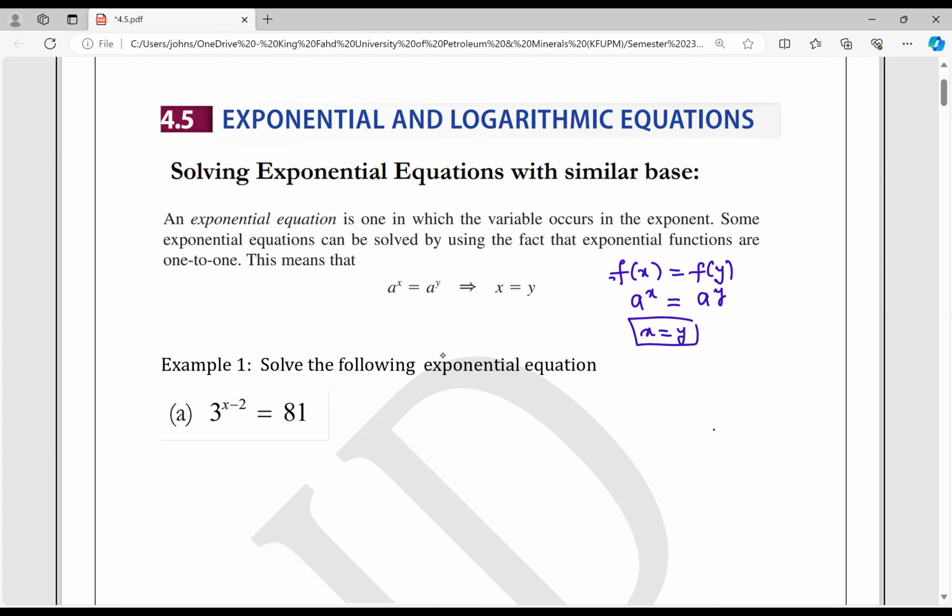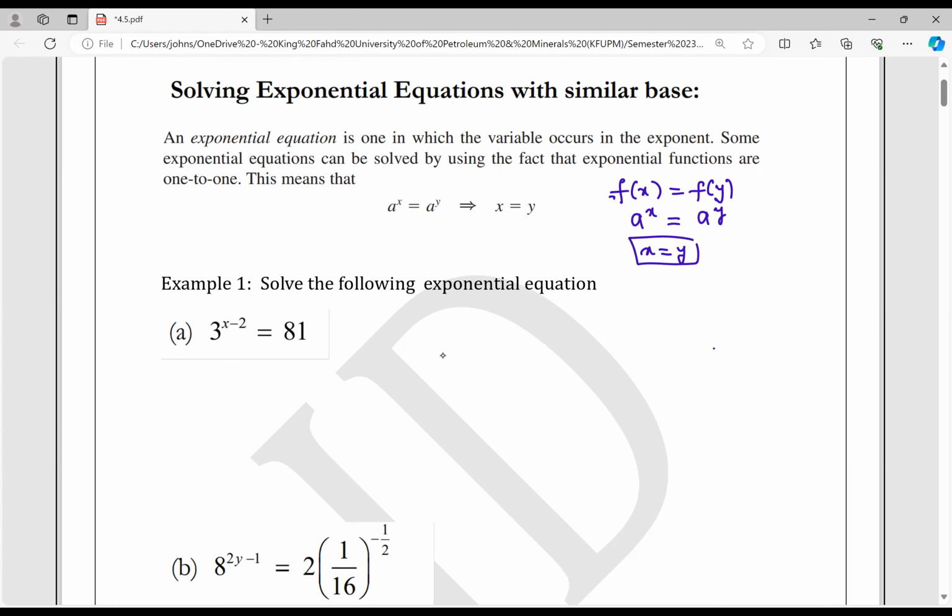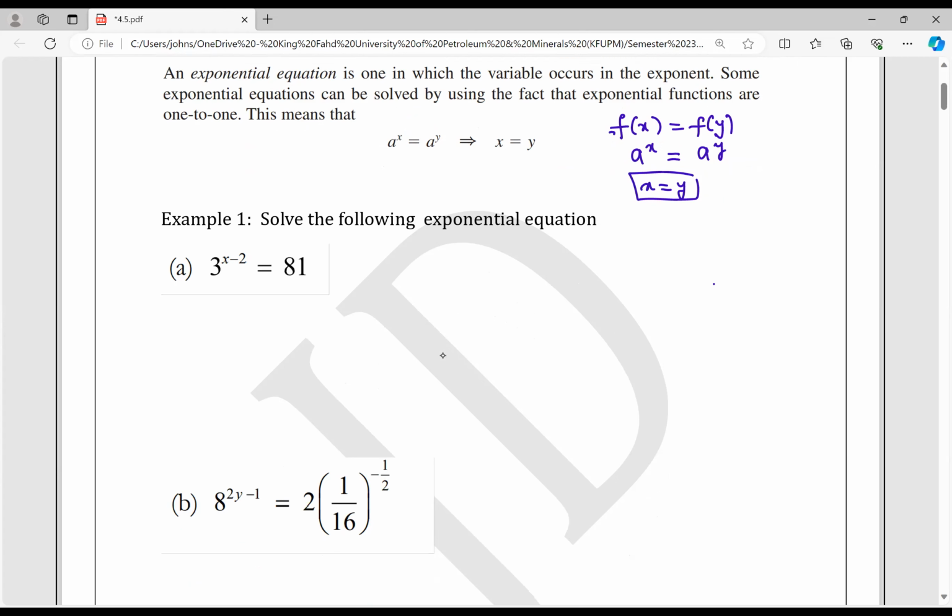In other words, if you want to solve an exponential equation, if you can put the bases to be the same, then you can drop the bases and just equate the powers. For example, here, you can write this as 3 to the power x minus 2 equals 3 to the power 4. Then we can use the one-to-one property, drop the bases, and we get x minus 2 equals 4. That means x is 4 plus 2, so x is 6.